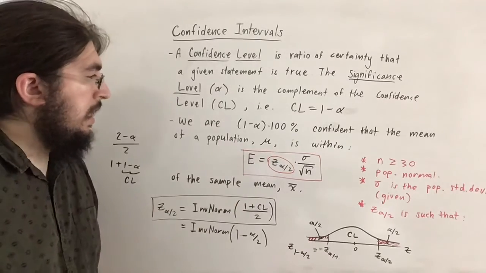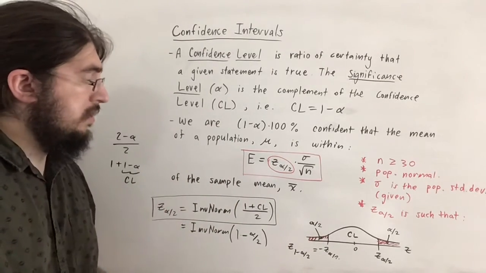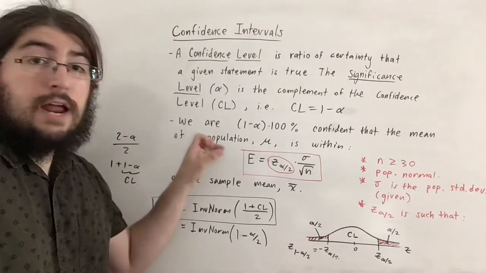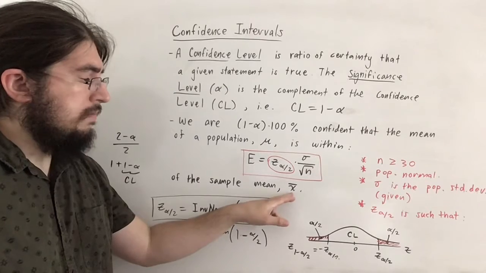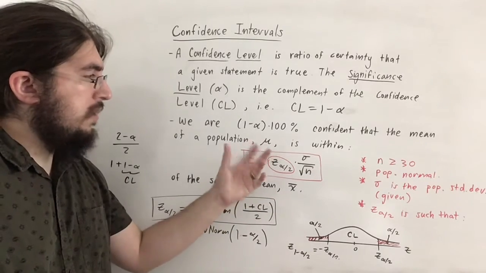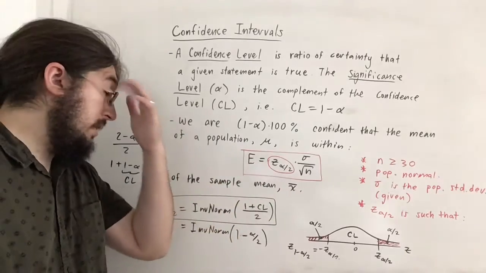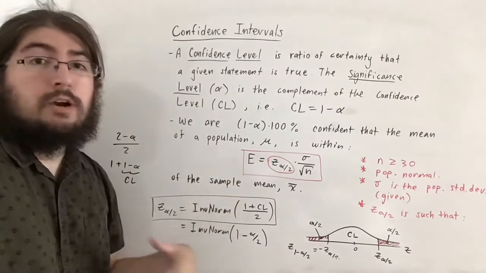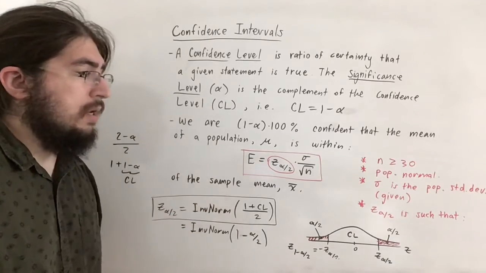And beyond finding z sub alpha over 2, for the margin of error, capital E, that is the error within our estimate from x bar. So x bar plus this error is our upper bound, x bar minus this error will be our lower bound. So now let's take off into some examples where we actually see this utilized.